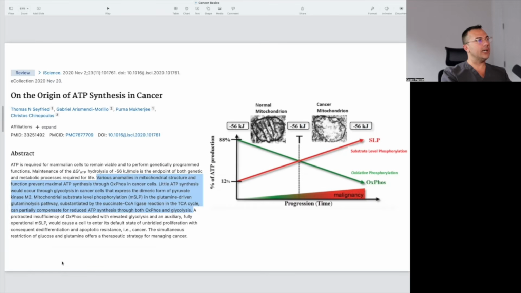And it's going to highlight a paper that he published with his group, of course, in November of 2020. And it's titled The Origin of ATP Synthesis in Cancer. And it says here, various anomalies in mitochondrial structure and function prevent maximal ATP synthesis through OXPHOS in cancer cells. Little ATP synthesis would occur through glycolysis in cancer cells that express the dimeric form of pyruvate kinase M2. Mitochondrial substrate-level phosphorylation, MSLP, in the glutamine-driven glutaminolysis pathway, substantiated by succinate-CoA ligase reaction in the TCA cycle, can partially compensate for reduced ATP synthesis through both OXPHOS and glycolysis.